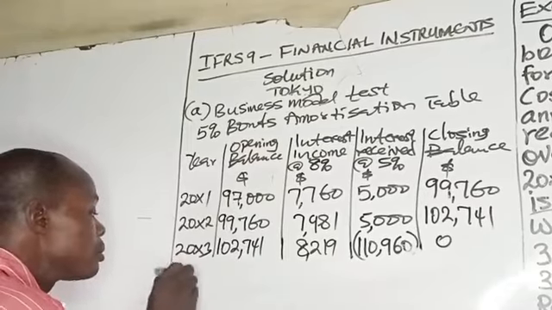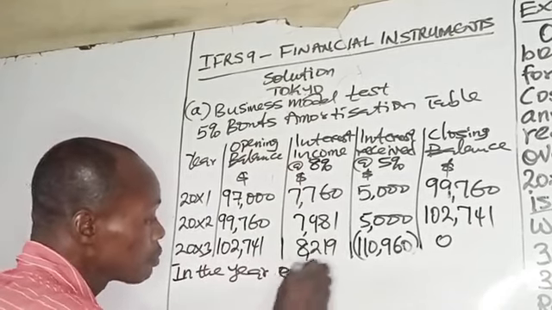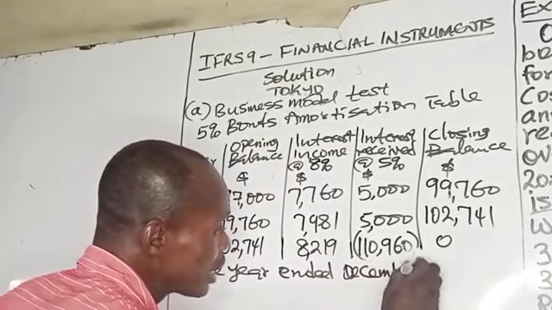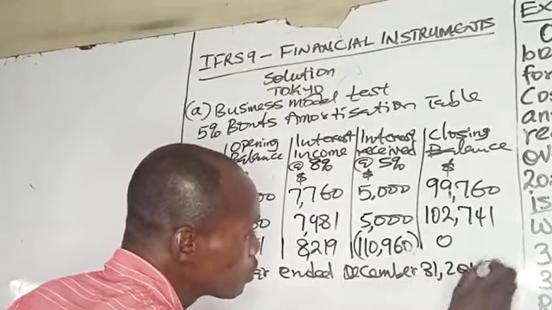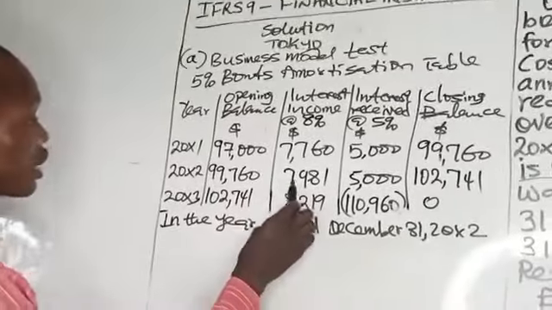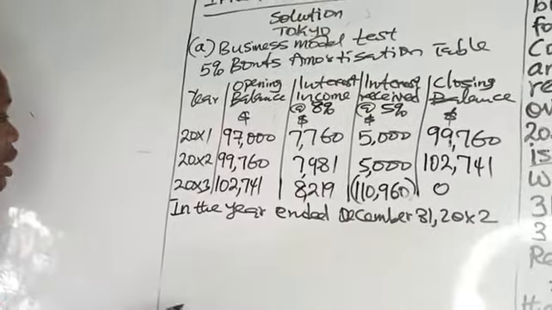In the year ended December 31st, 20x2, interest income of 7,981 will be recognized in the statement of profit or loss.